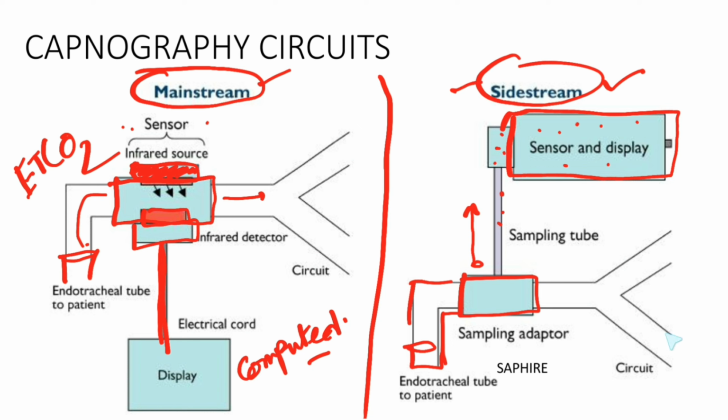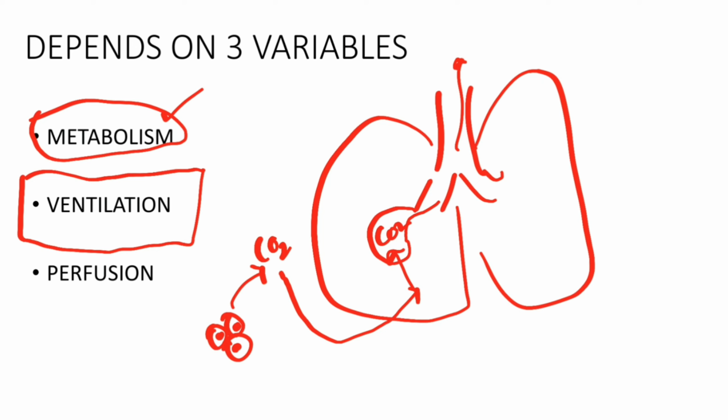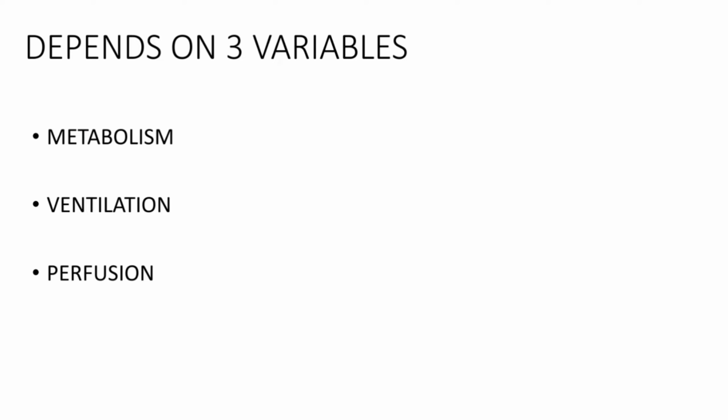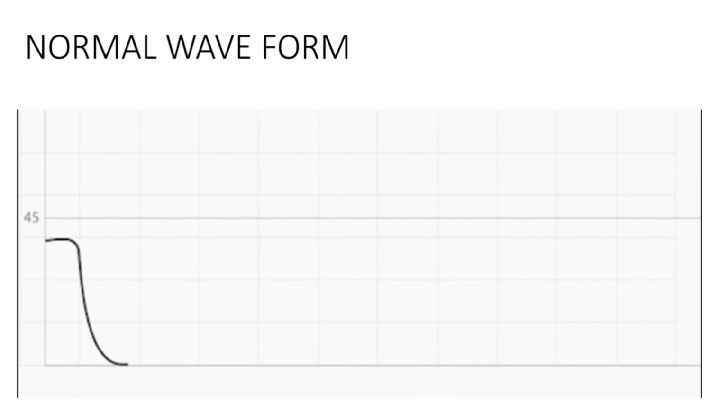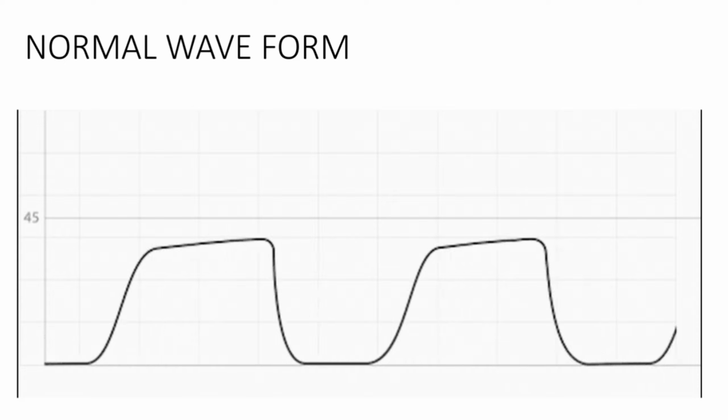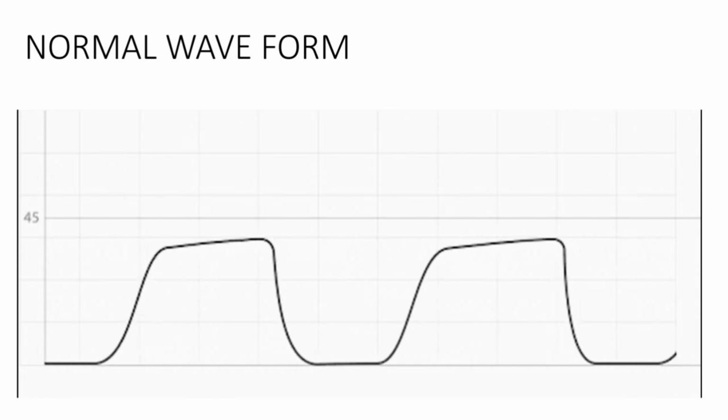The next variable, which is most important, is ventilation. The value of capnography also depends on ventilation. And third, because the blood carries the carbon dioxide to the lungs, perfusion of the lung tissue is also another factor. Depending on these three variables, anything that changes between these three will definitely affect the value of capnography. Now let's see the normal capnography curve, how it looks. This is a normal waveform of capnography.